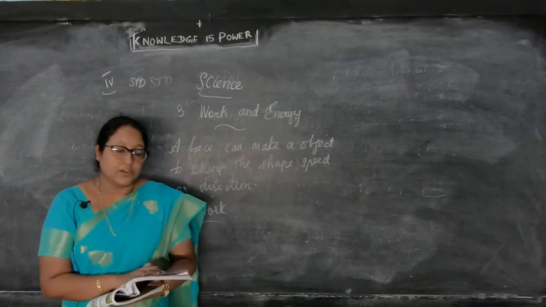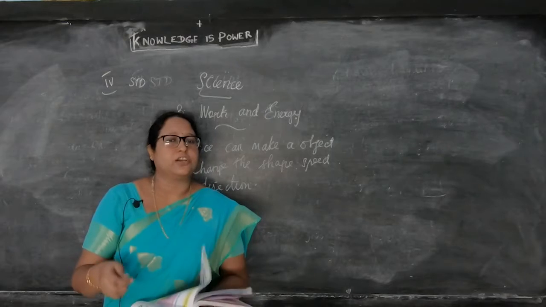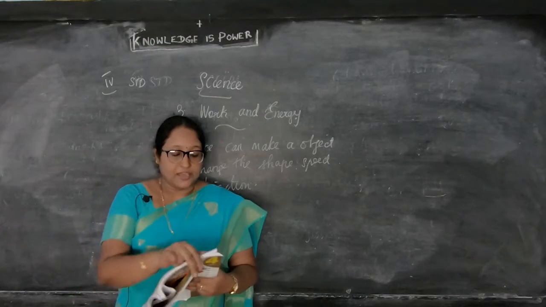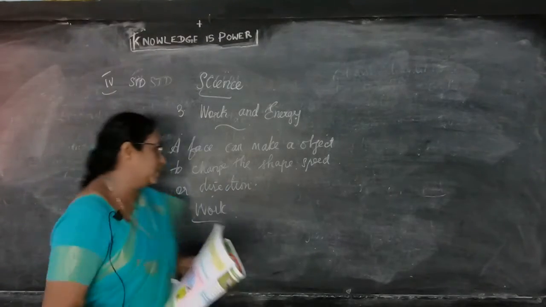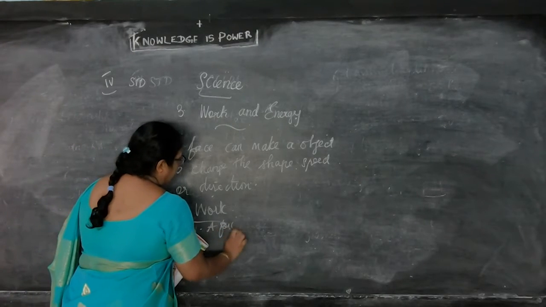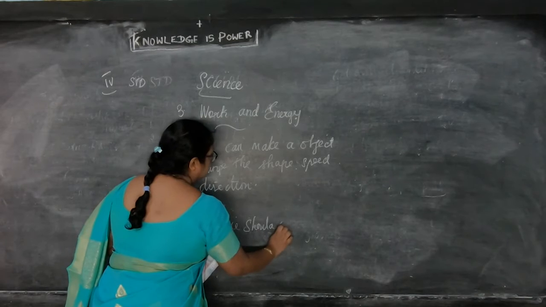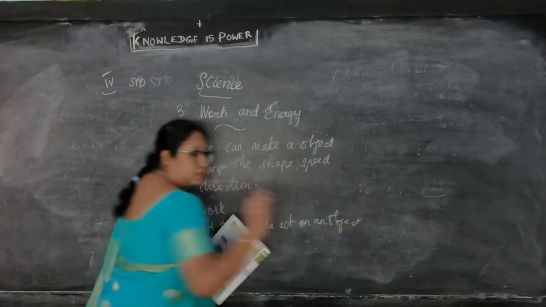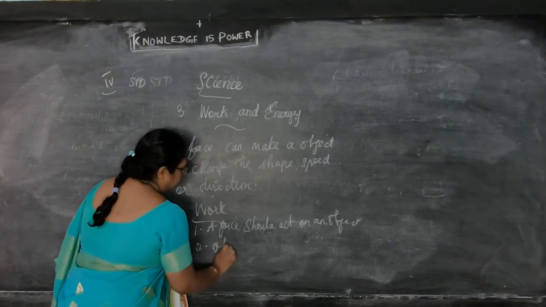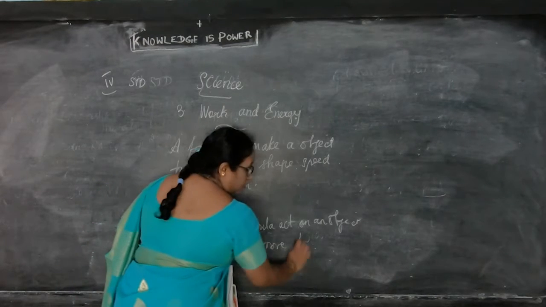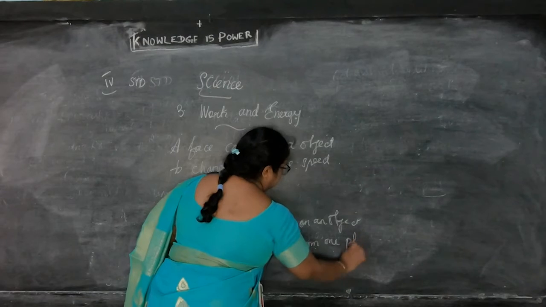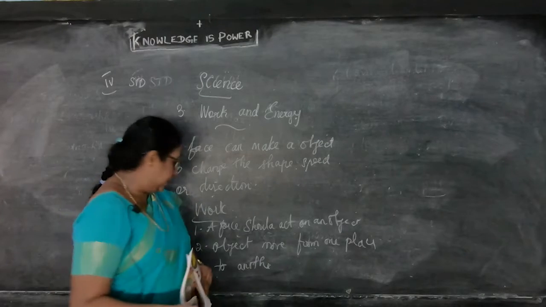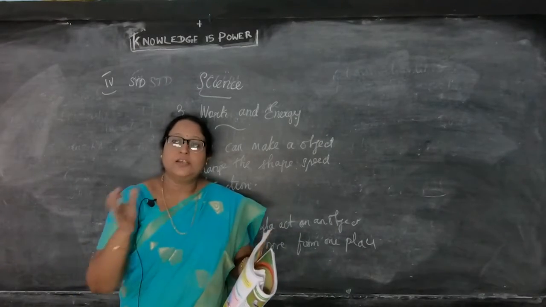Now, when can we say that work is done or not? If we are doing the work, then work is done. Otherwise, no. There are 2 main conditions needed for work to be done. First, a force should act on an object. That is, we have to put the force on an object. Next, the object should move from one place to another. So, what are the 2 conditions, children? A force should act on an object and the object should move from one place to another place.